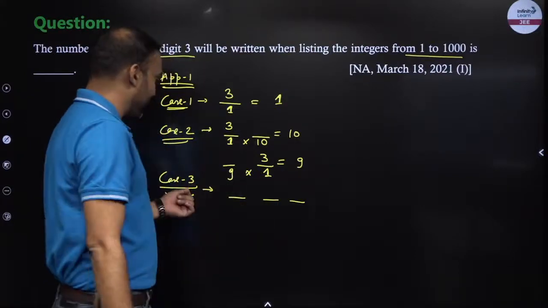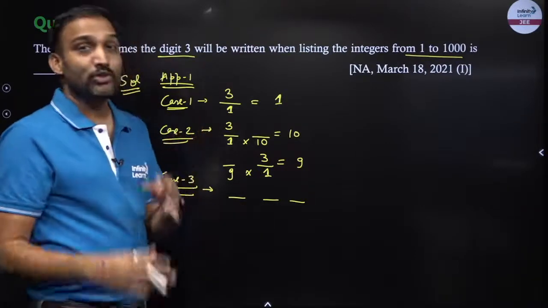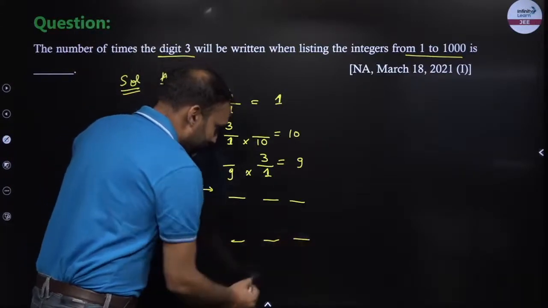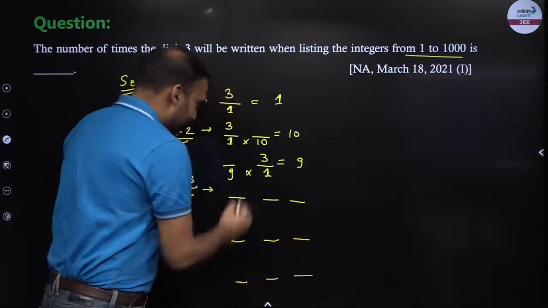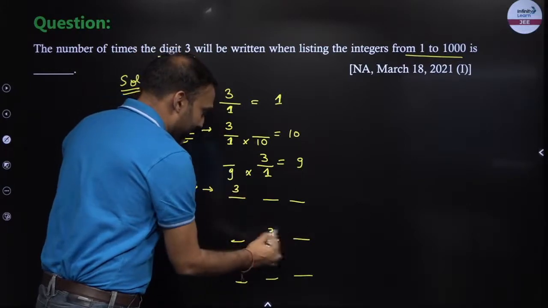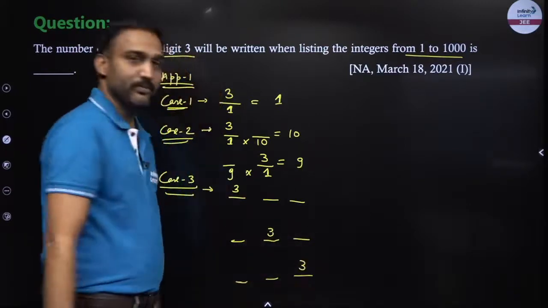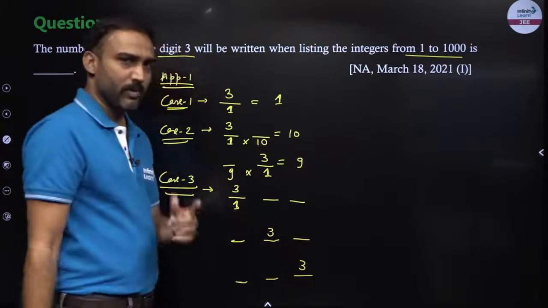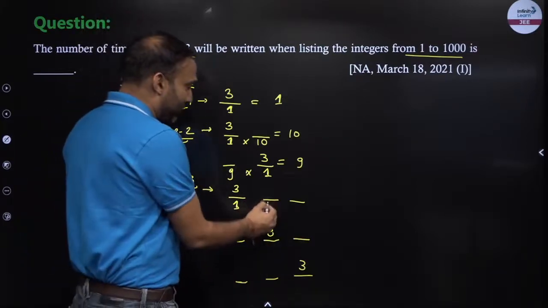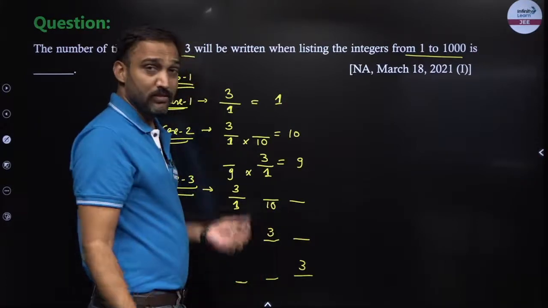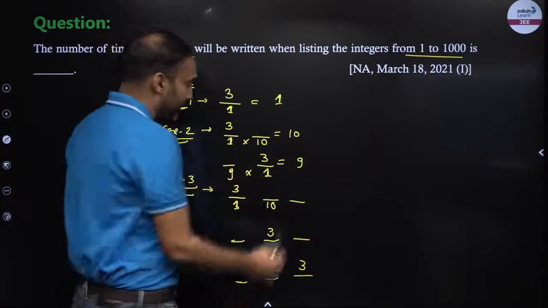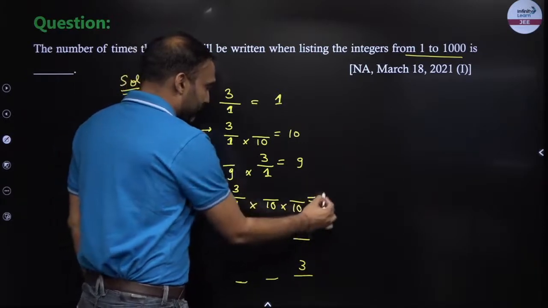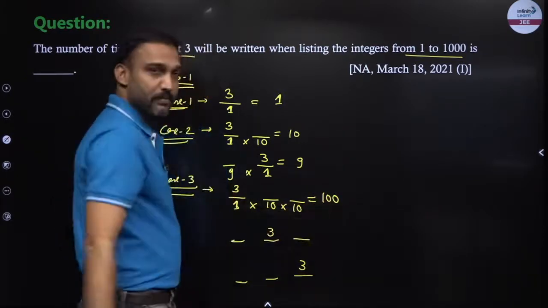Now, I am counting case 3, 3-digit numbers. So we'll have 3 different possibilities over here. Either I can have a 3 over here, or I can have a 3 over here, or I can have a 3 over here, right? Now, if I have a 3 over here, this can be filled in one way, right? Now, this place can be filled in how many ways? 10 ways. I can use any number. I can also write 0 in between. This place, once again, 10 ways. If I multiply, I get 100 such numbers.